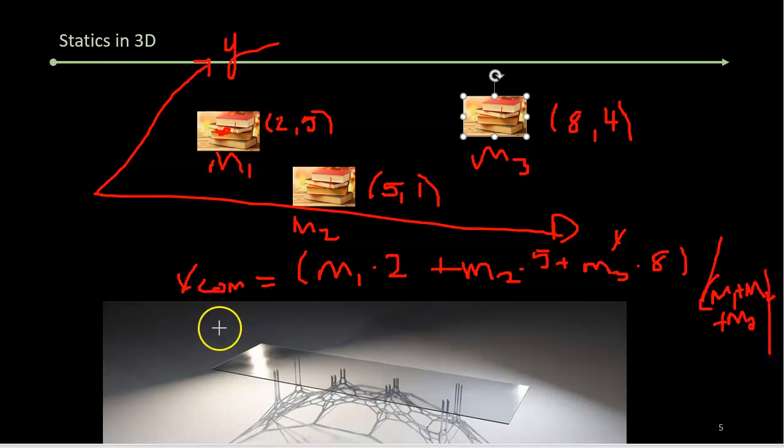For the Y center of mass, it's the same equation, except this 2 is now that 5, this 5 is now that 1, and this 8 is now that 4. So the Y center of mass is M1 times 5 plus M2 times 1 plus M3 times 4, all divided by M1 plus M2 plus M3. That's all the center of mass is. You get the X center of mass, you get the Y center of mass, and if you've got a distribution in Z, you can get the Z center of mass.